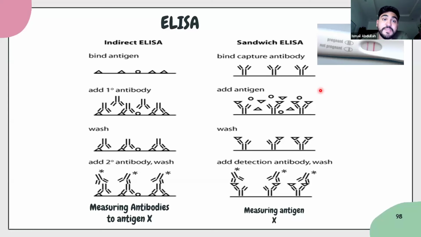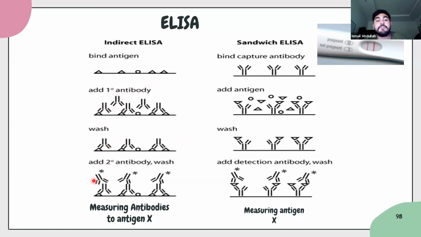It's ELISA, specifically sandwich ELISA. So let's talk more about indirect ELISA and sandwich ELISA. So indirect ELISA, you have these antigens right there. You would add the antibody. When you add the first antibody and then wash it, all these extra antibodies that did not bind are gone. Only the complexes remain.